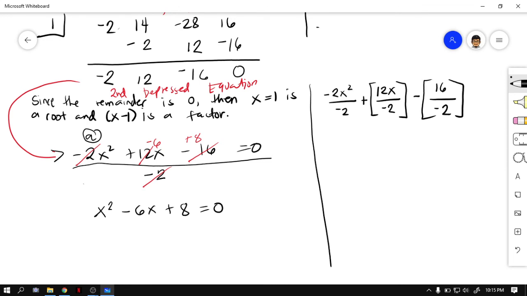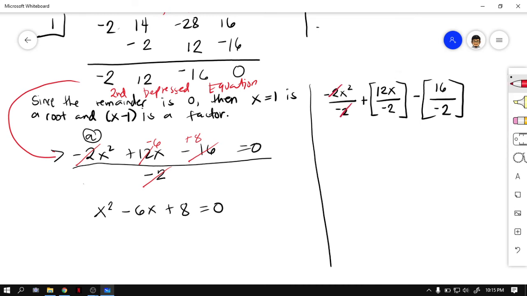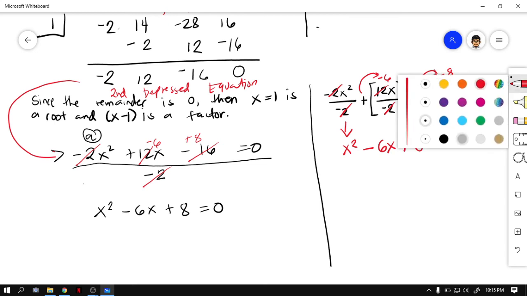Okay. So, negative 2 divided by negative 2, cancel mo lang yon. 12 divided by 2, ito magiging 6. Ito may natitira pang negative. Tama? So, positive divided by negative is negative. Ayan. Next, 16 divided by negative 2 is negative 8. Okay? Next, pag sinimplify mo na, ito magiging x squared. And then, positive times negative, magiging negative. Kopyahin mo yung 6 at saka yung x. And then, negative times negative doon, magiging positive. Ayan. So, doon lumabas yung equation natin kanina.